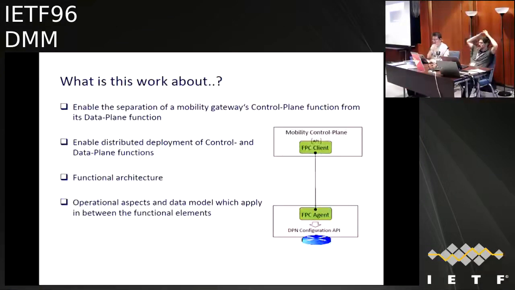So DMM has a lot of work. This particular work item is about the separation of a mobility gateway's control plane from its data plane. Per the DMM objectives, it enables the distribution of control plane functions independently of data plane functions. So you have a lot of flexibility here. And this work is in particular about the functional architecture, which we deploy in between the control plane and the data plane, and the semantics that apply in between these functional elements to allow operation of mobility management and whatever is required here. Next slide.